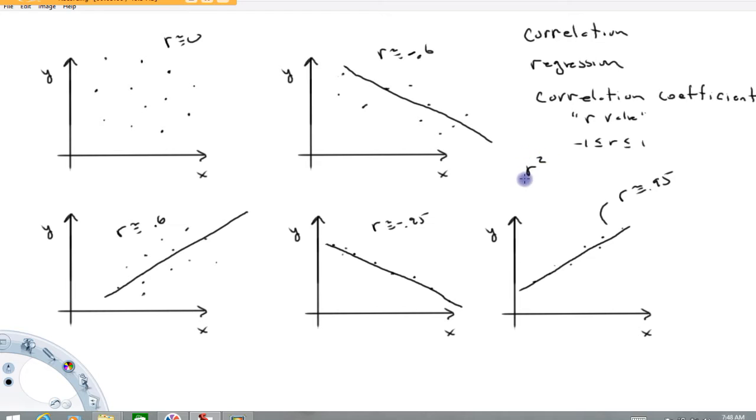If I look at the value r squared, what that does is it makes all the values positive, and then r squared equals 1 means perfect correlation. R squared close to 1, approximately 1, means very good correlation. R squared close to 0 means no correlation.